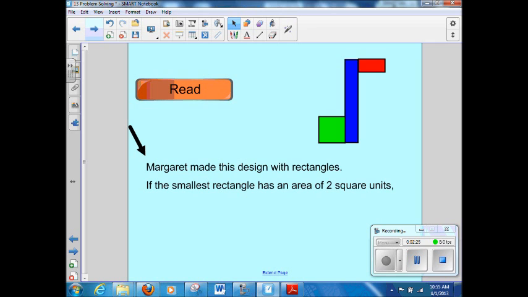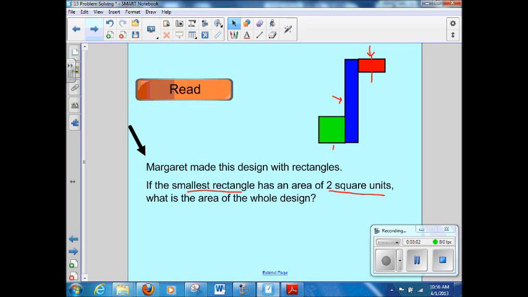And then if the smallest rectangle has an area of 2 square units, well, let's pause there for a second. I know that's not the end of the statement, but I want to give myself a chance to think when I read this: the smallest rectangle has 2 square units. Well, the smallest rectangle, we've got a green one, we've got a blue one, and we've got, it must be, this red one, has an area of 2 square units. So, if I just cut that, I see 2 square units right there. And let's go on and finish reading now.